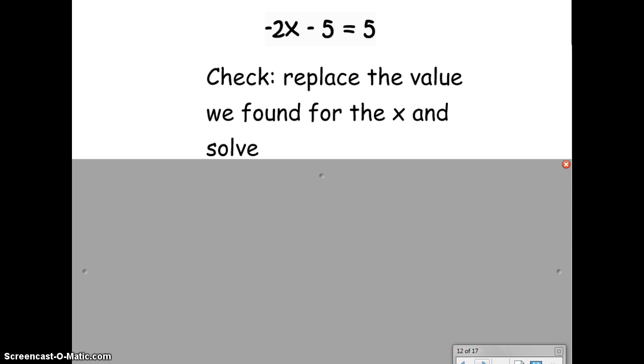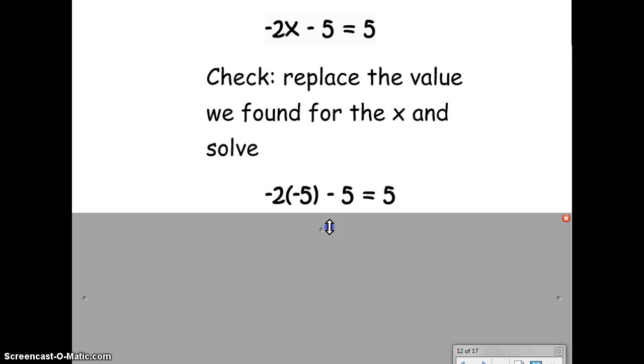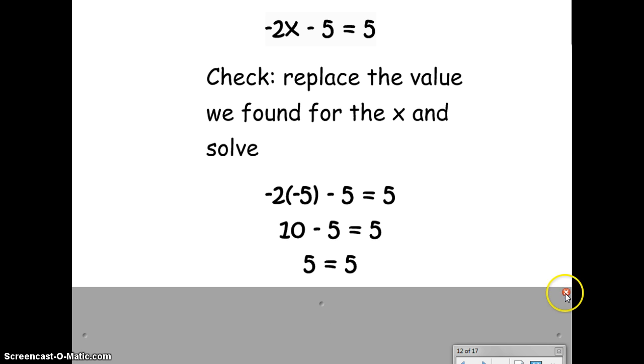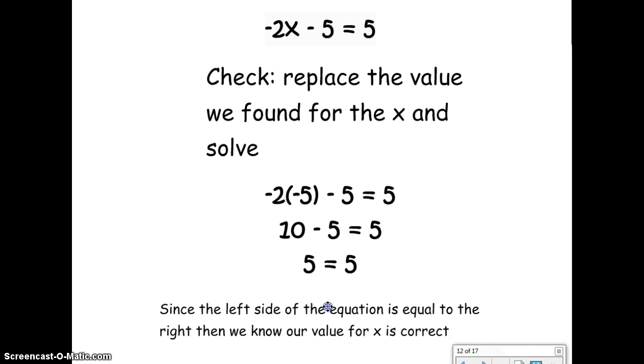We should check. 2 times negative 5 is positive 10. 10 minus 5 is 5. Since the left side of the equation is equal to the right, then we know our value for x is correct.